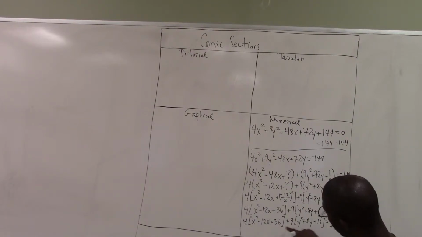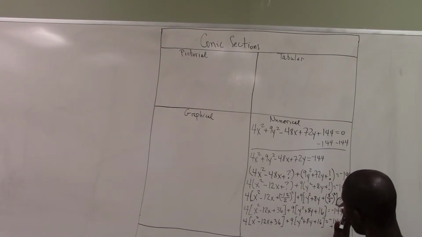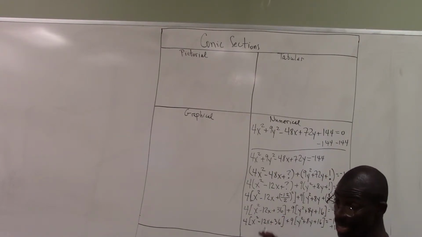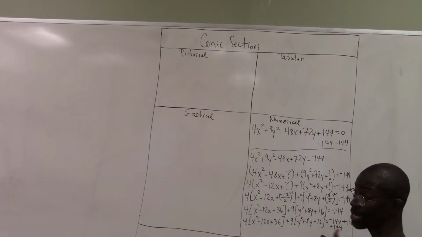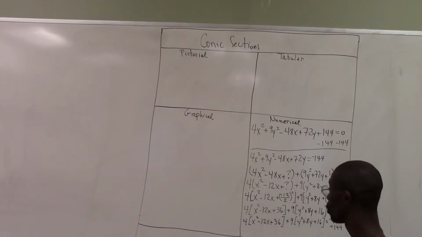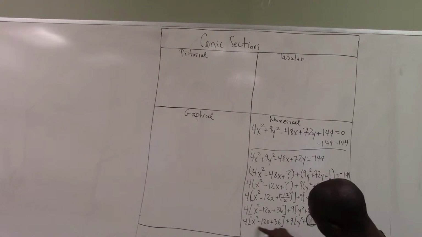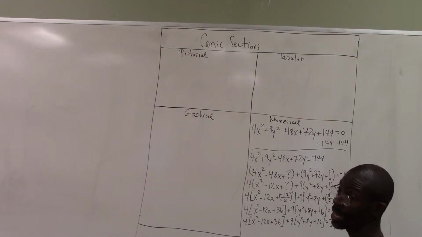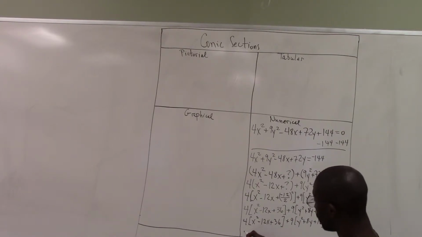What I included, the 36 represents the question mark, this 16 represents the exclamation point. What I've included on the left side of the equation now has been incorporated on the right side to maintain a balancing of the equations. Now I'm going to simplify this first bracket, and going through the process of factoring again, I end up with 4, and then I have x minus 6 all squared.